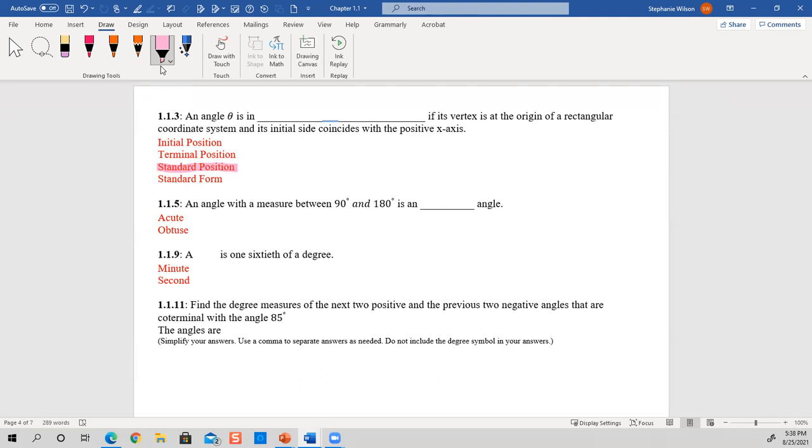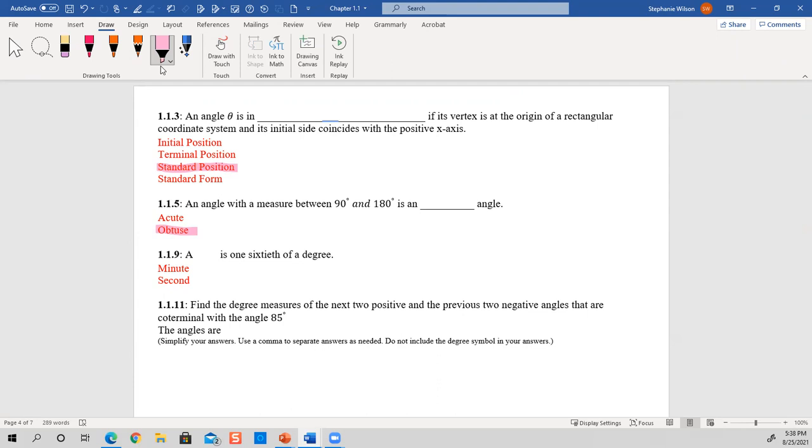An angle with a measure between 90 degrees and 180 degrees. Do y'all remember from earlier when I was showing you the degrees, which one this one is? Obtuse. Good, yes, obtuse, because 120 degrees was obtuse.